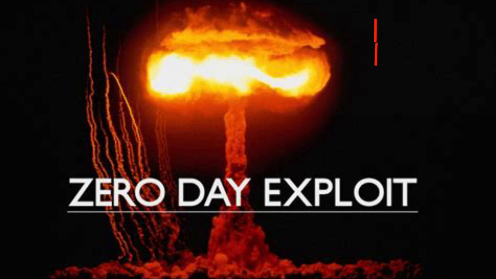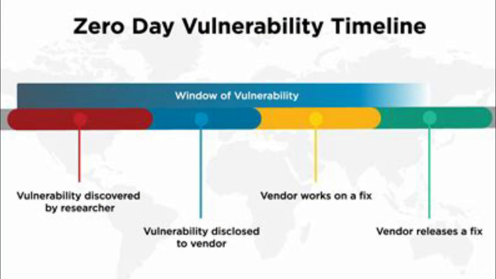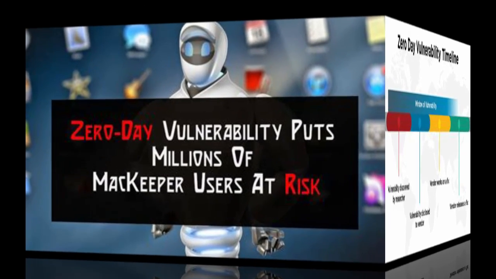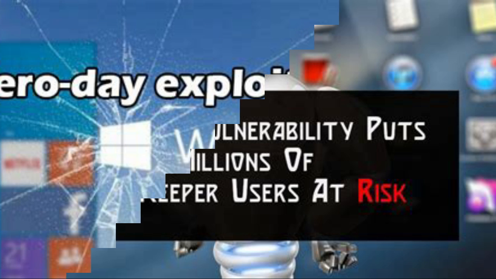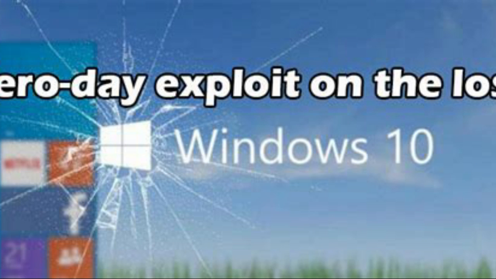First, the vulnerability timeline. A zero-day attack happens once that flaw, or software/hardware vulnerability, is exploited and attackers release malware before a developer has an opportunity to create a patch to fix the vulnerability, hence zero-day. Let's break down the steps of the window of vulnerability.